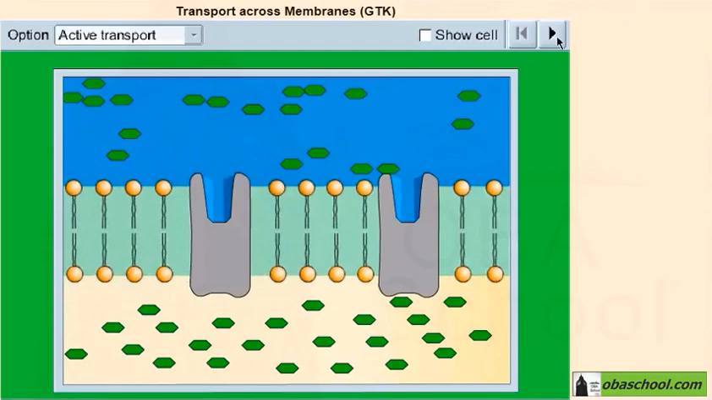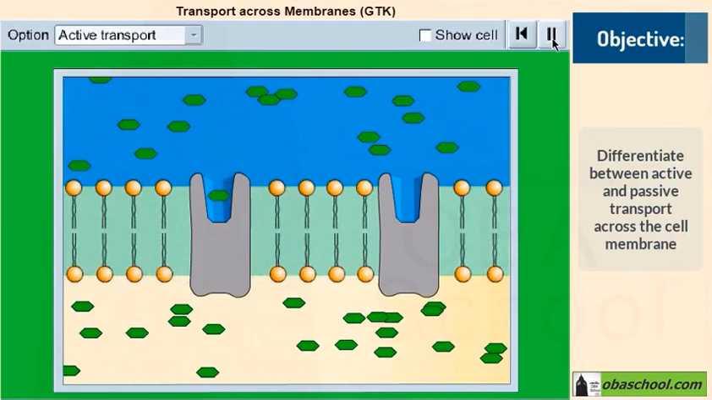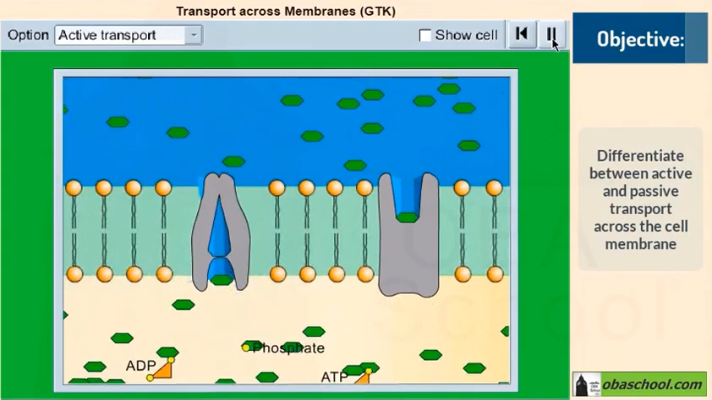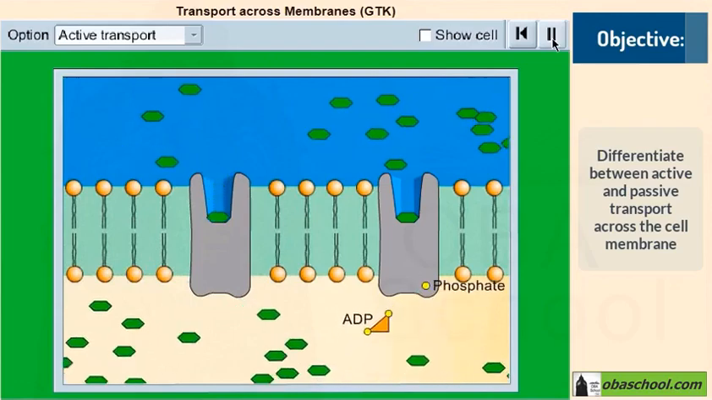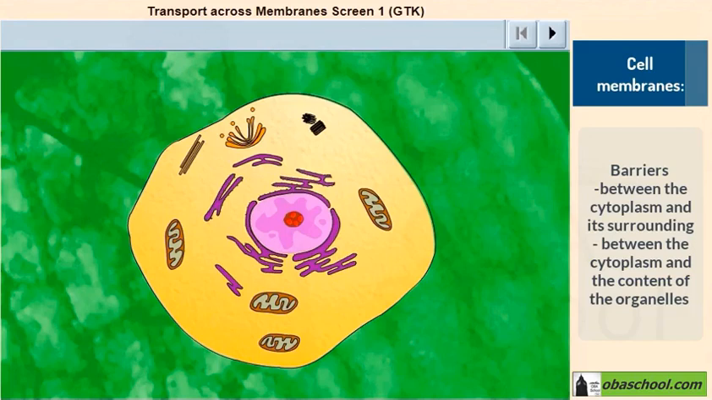Hello everyone. The main objective of this tutorial is to differentiate between active and passive transport of substances across the cell membrane. Well, actually, cell membranes are barriers between the cytoplasm and its surroundings, also between the cytoplasm and the content of the organelles.